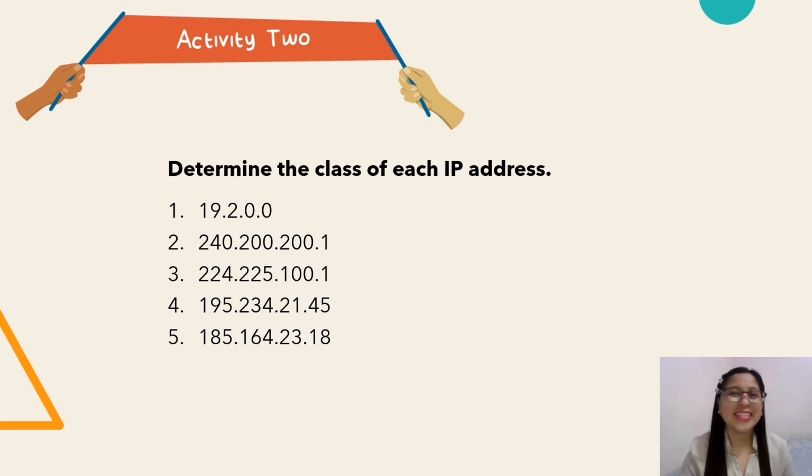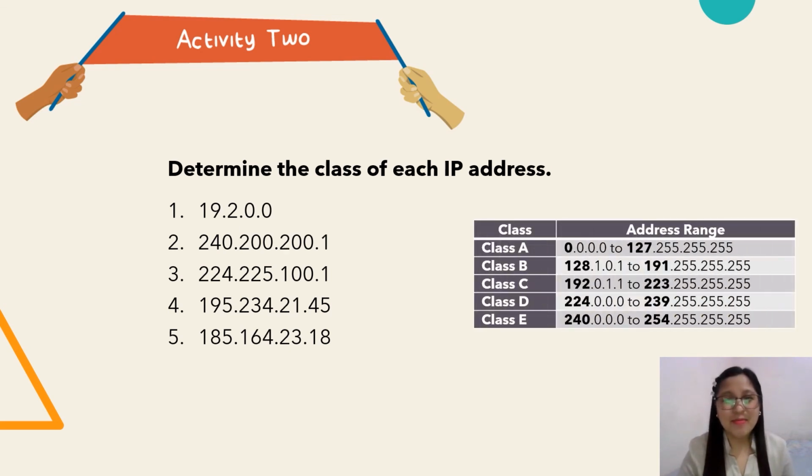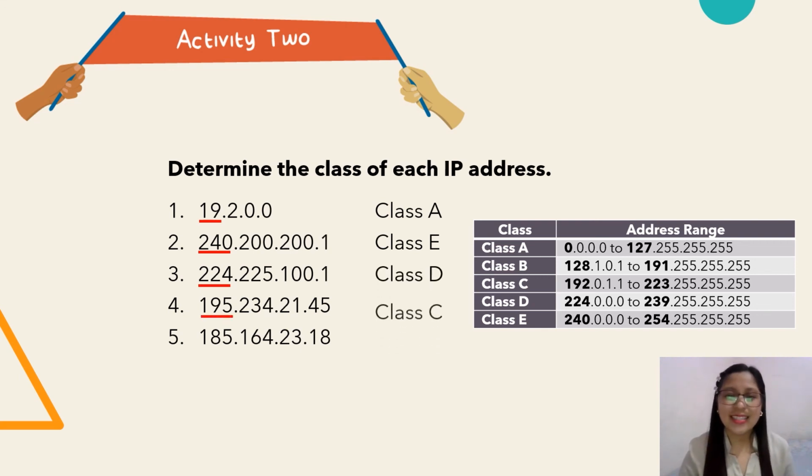Let us now check your work. We will refer to the same table. In number 1, the first octet is 19, therefore it is class A. Number 2 has a first octet of 240, then it belongs to class E. Number 3 is class D. Number 4 is class C. And number 5, it has a first octet of 185, therefore it belongs to class B.